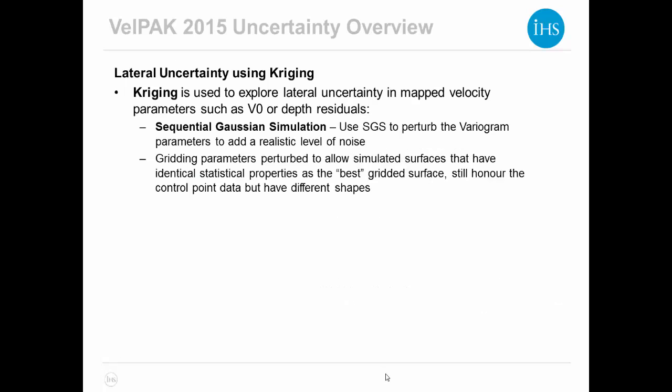So, moving on to lateral uncertainty using kriging, regression and optimization typically perturb the model vertically by squashing and stretching, but we can also exploit the error in gridding to give spatial variance in map construction. Typically, this is done through kriging using sequential Gaussian simulation. This is when the gridding parameters are perturbed to allow simulated surfaces that have identical statistical properties as a best grid surface. They still honour the control point, but have different shapes.